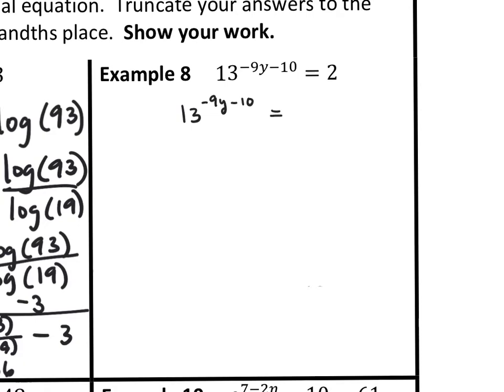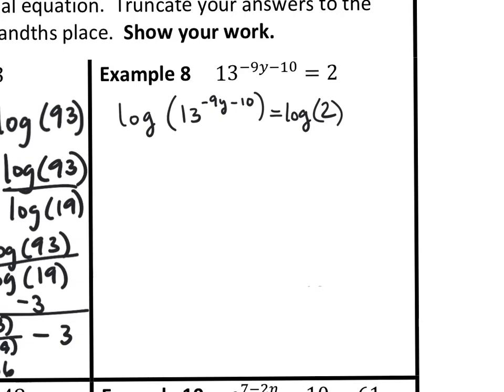Okay, so what I'm going to do is copy the problem, right? So I copy the problem, and what we want to do to both sides is take both sides and put a log on both sides.